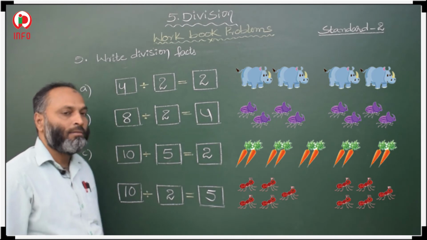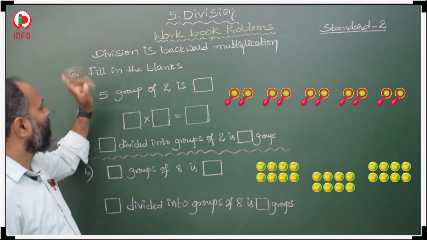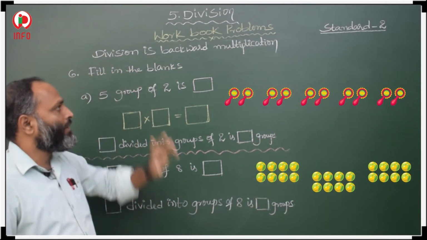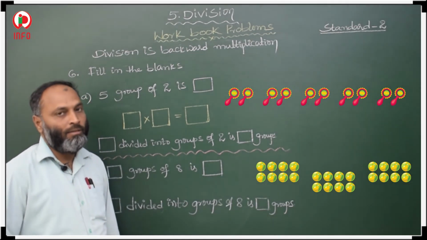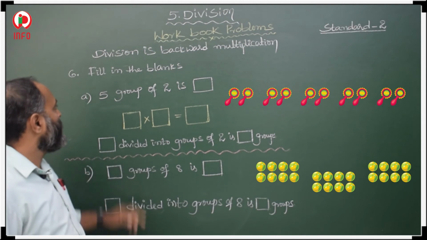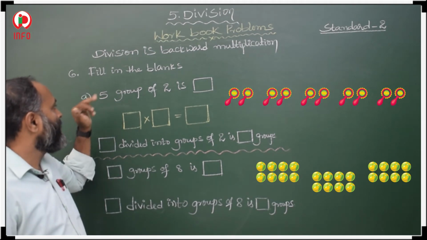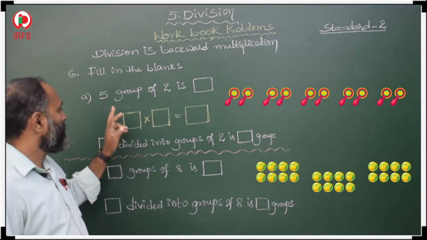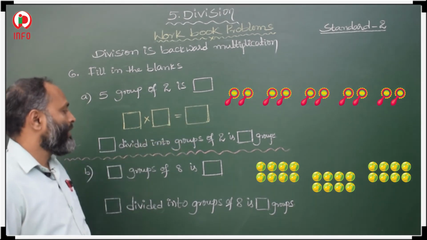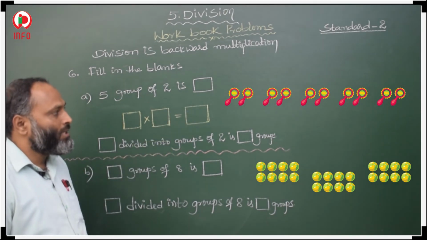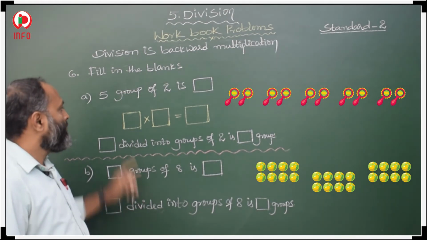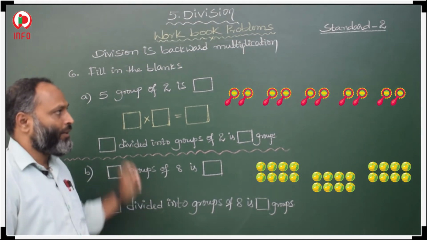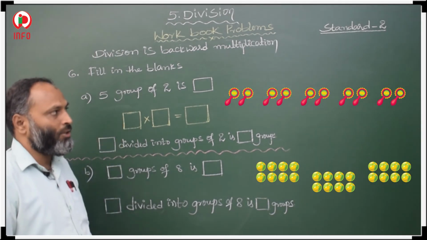Okay students? Students, now division is a backward multiplication. So what is the relation between division and multiplication? We are going to discuss that in this question. So first fill in the blanks. Some blanks are given. In these boxes we have to fill. See here in the picture, what is given? Some toys were given. So 5 groups of toys were there, with 2 toys in each group.